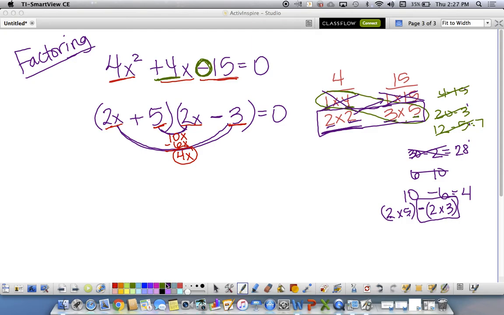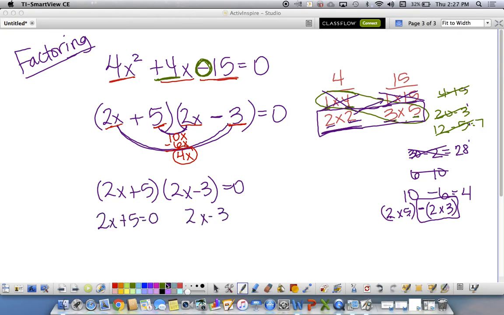All right, so here we go. I have 2x plus 5 times 2x minus 3, and that equals 0. Now, how do we solve for x? When it says solve, I want x equals. You can't just factor it and be done. Okay, you have to set each piece equal to 0. And then you solve 2 separate problems.